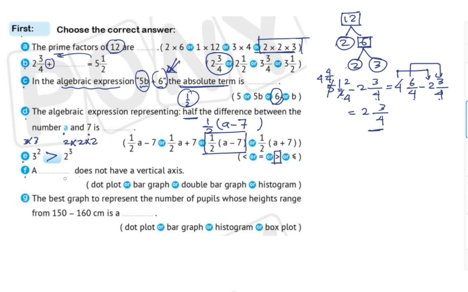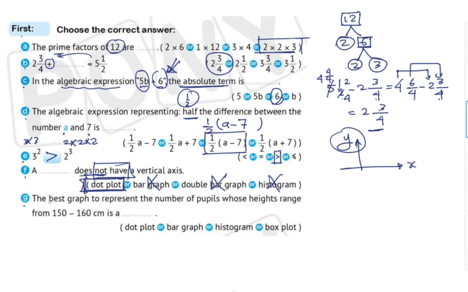A dot plot does not have a vertical axis, while we have a horizontal axis x and a vertical axis y. There are some graphs that do not have a vertical axis. There is no vertical, whereas a histogram has a vertical axis. A bar graph has a vertical axis, but a dot plot doesn't have a vertical axis.